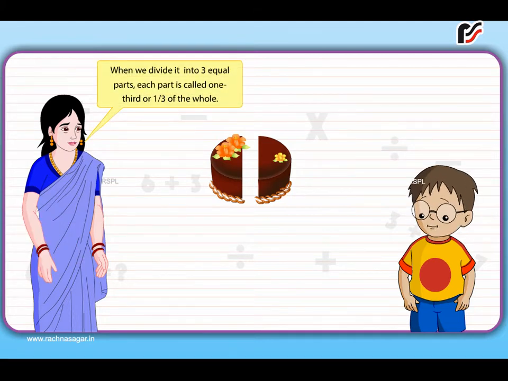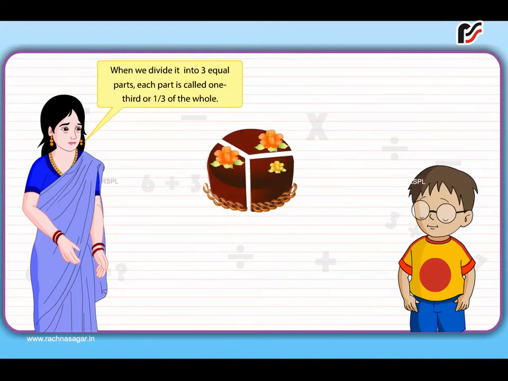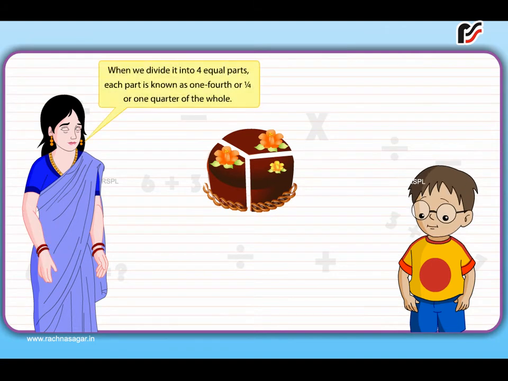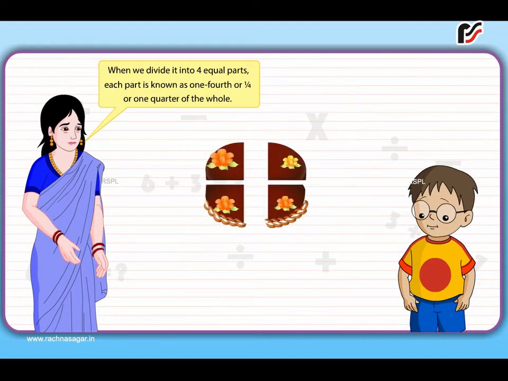When we divide it into three equal parts, each part is called one-third of the whole. When we divide it into four equal parts, each part is known as one-fourth or one-quarter of the whole.